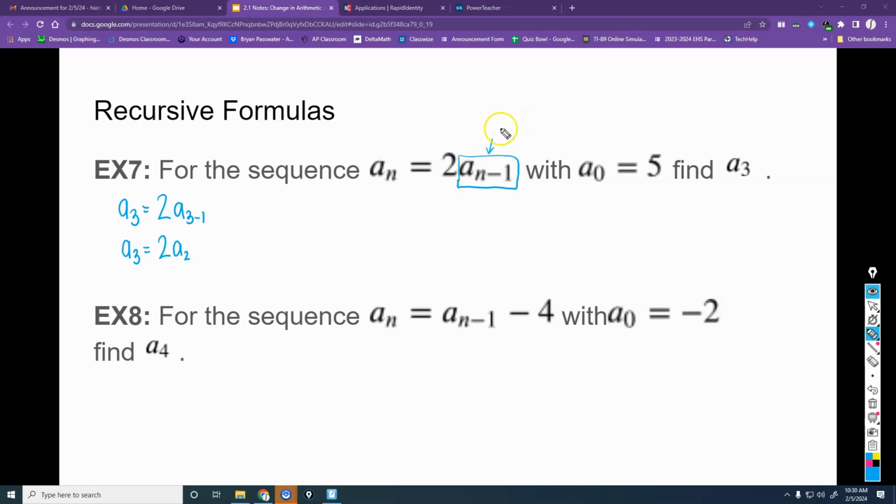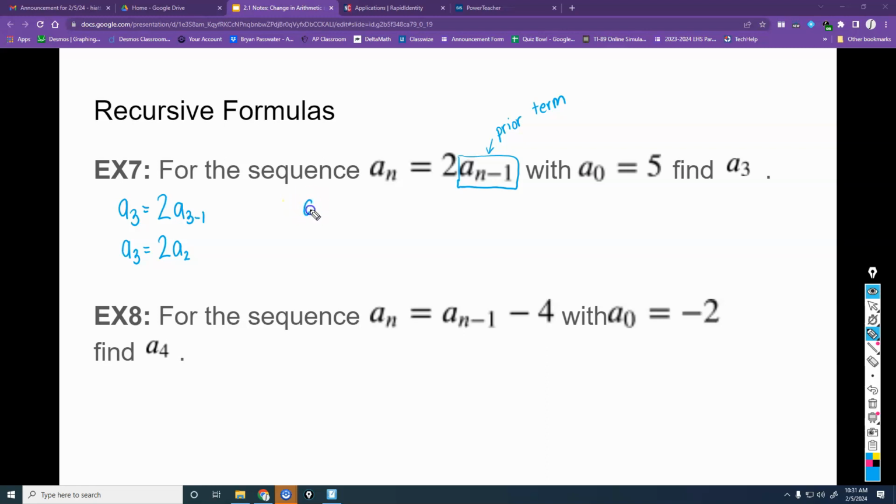So this a sub n minus 1 is the prior term, right? So to find a sub 3, I would just multiply a sub 2 by 2. But I don't have a sub 2. So then I'd have to find a sub 2. And if I did that, I need a sub 1, right? And to get that, I need a sub 0, which I do actually have.